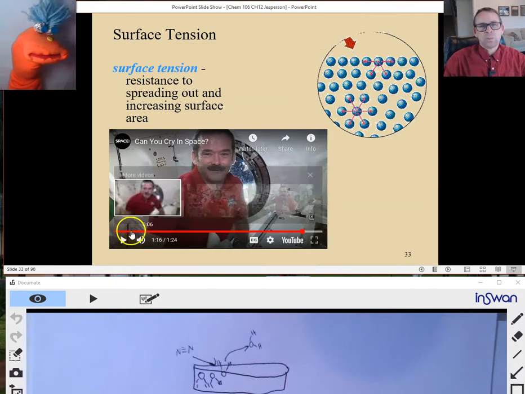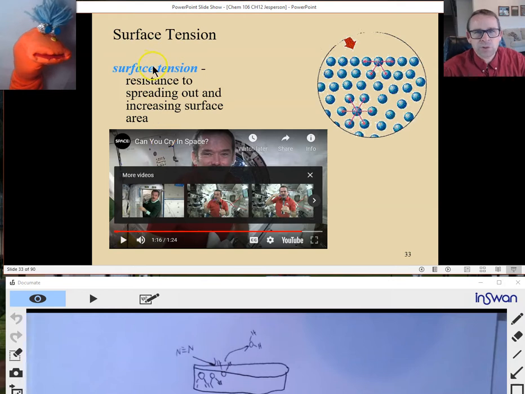Okay, so because there's no gravity, the surface tension then becomes the prominent force, and the water molecules hold together fairly well, right? That's weird.